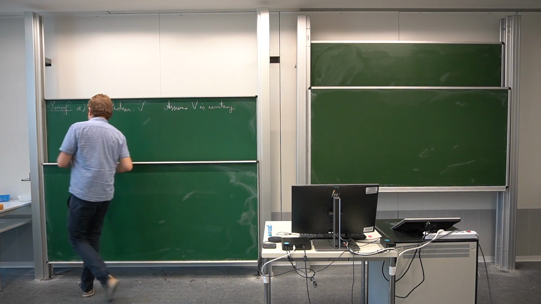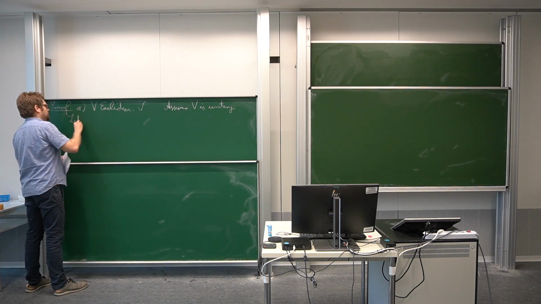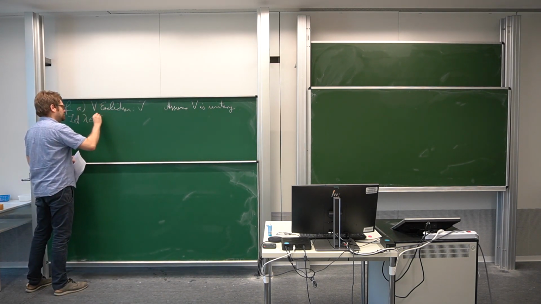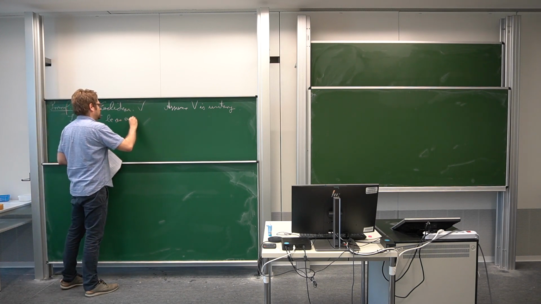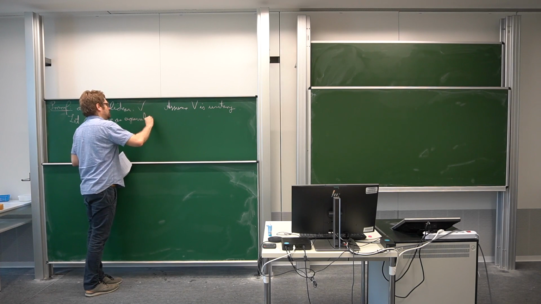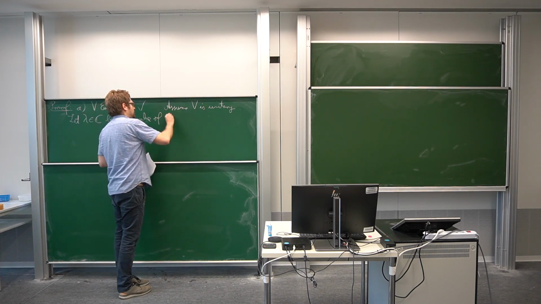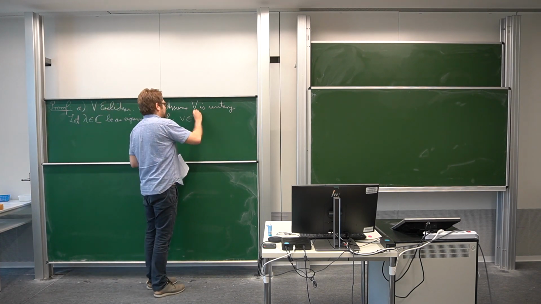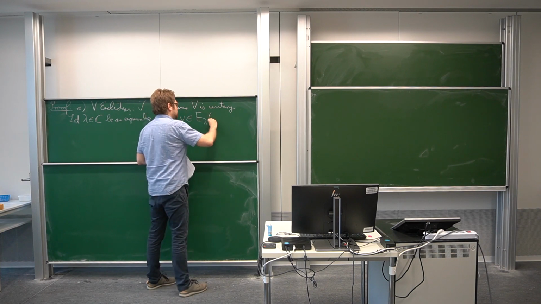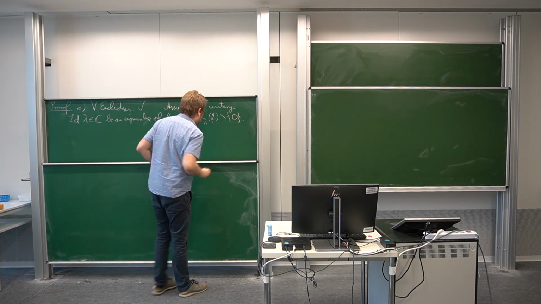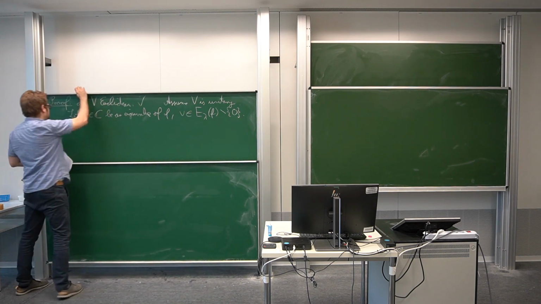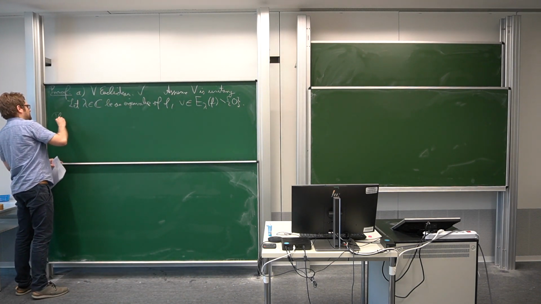Okay, so assume we have an eigenvalue lambda, which is a priori just a complex number, be an eigenvalue of f, and that v be an eigenvector to the eigenvalue lambda, so out of the eigenspace a non-zero vector. Then we can use the self-adjointness, namely.